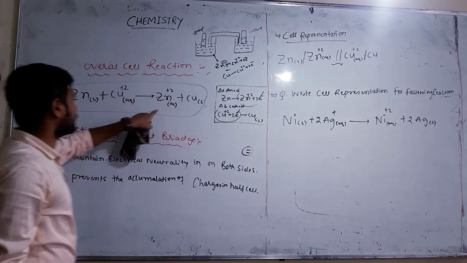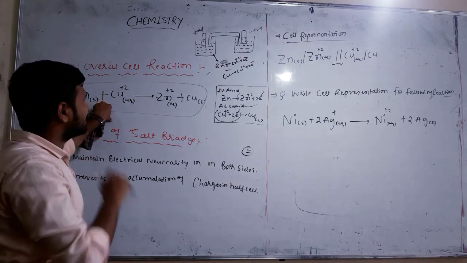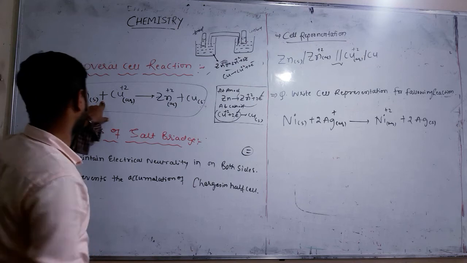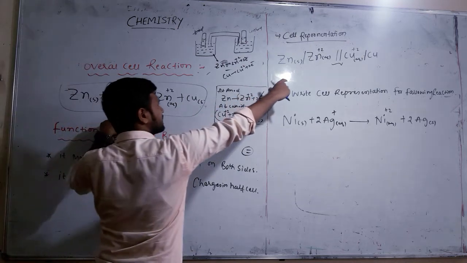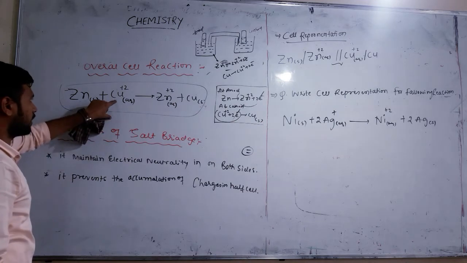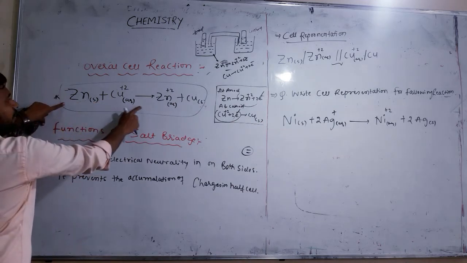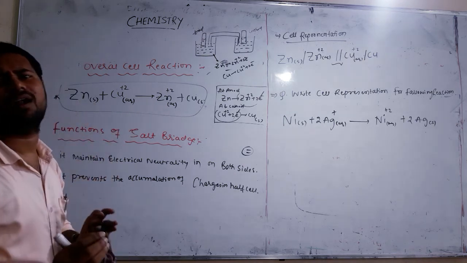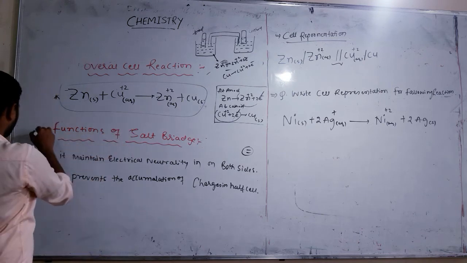In a one mark question, the chances of asking: what is the cell representation of Daniell cell? Okay, cell in the sense of the overall cell reaction. What I can write over this, I can write for a cell representation also. First, we have come to the overall cell reaction. What is happening inside the whole Daniell cell? That much. Now, one more important concept here.